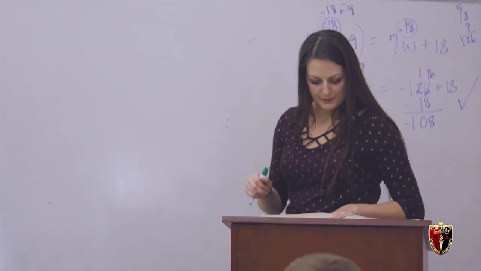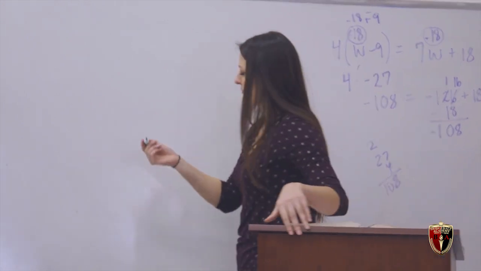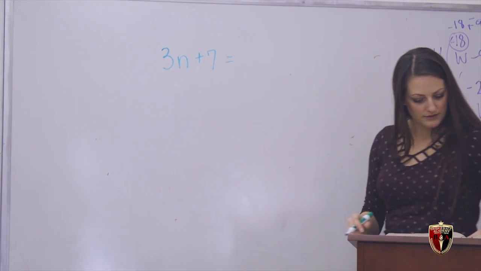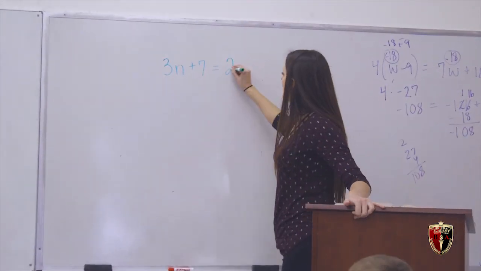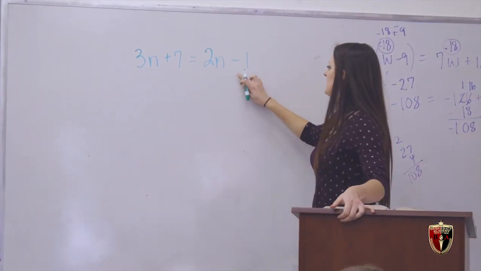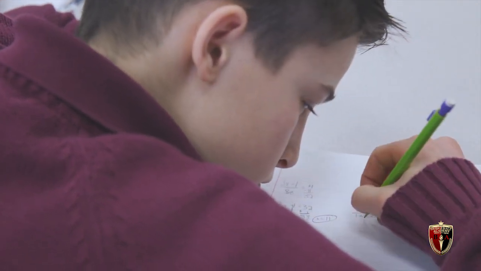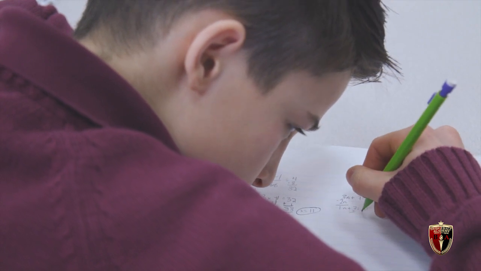What about this one? 3n plus 7 equals 2n minus 1. When you get your final answer, don't ask me to check it for you. How about you check it yourself? Plug it in and see if it works.